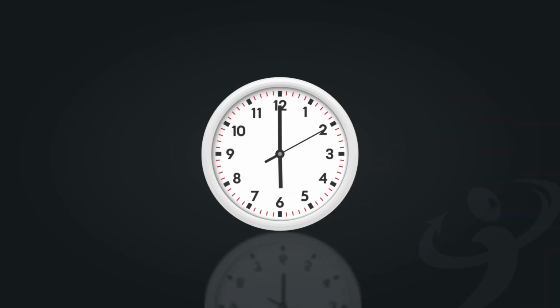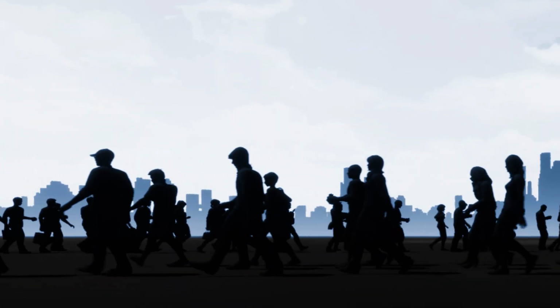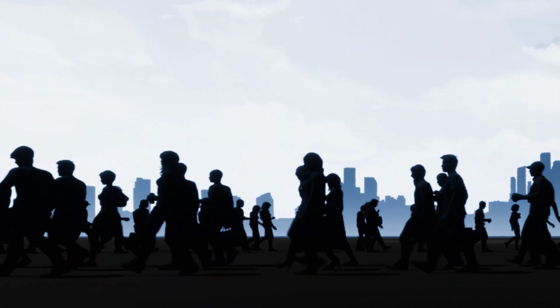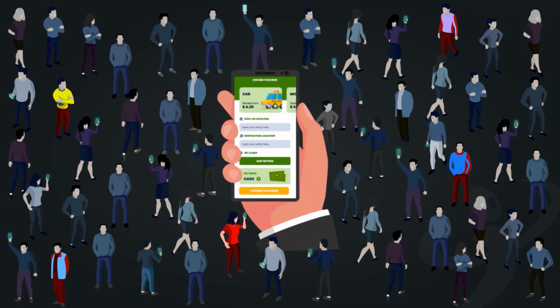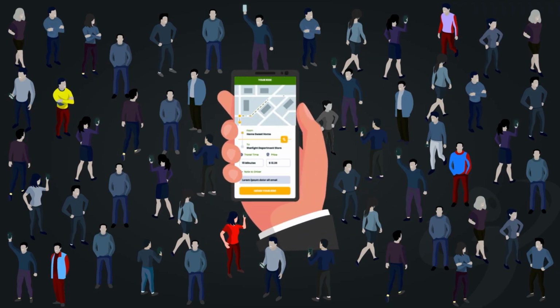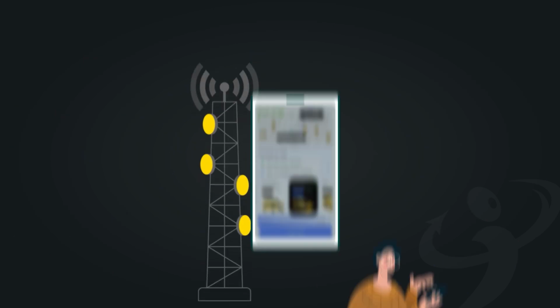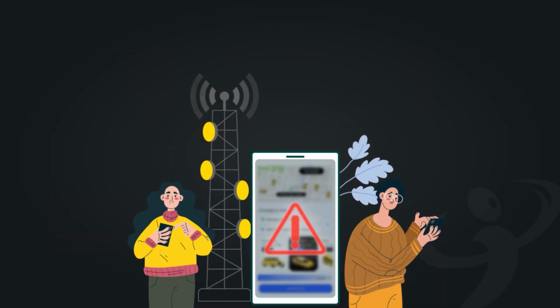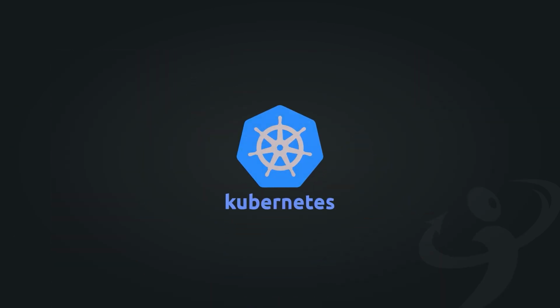Imagine it's 6 p.m. Offices are closing and the city is alive. Thousands of users open your ride-booking app, all trying to get home. Suddenly, your infrastructure is under pressure. This is where Kubernetes helps orchestrate and scale workloads efficiently, ensuring business continuity at scale.